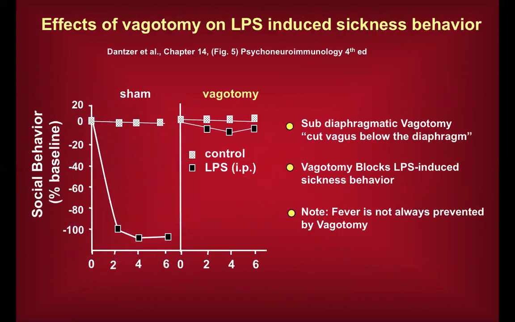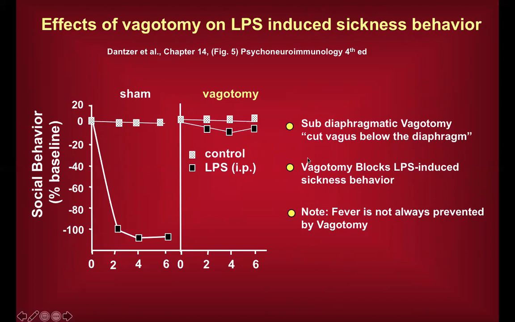This is work done by Robert Dantzer, really one of the classic psychoneuroimmunologists out there. He was in France for many years, leading their institute, now is at MD Anderson in Texas. A very interesting guy to talk to, probably one of the brightest guys I've ever met. But showing here that he's giving LPS injections to mice, sees that they get sick. And if he does a vagotomy, which is cutting the vagus nerve, you totally block this effect.